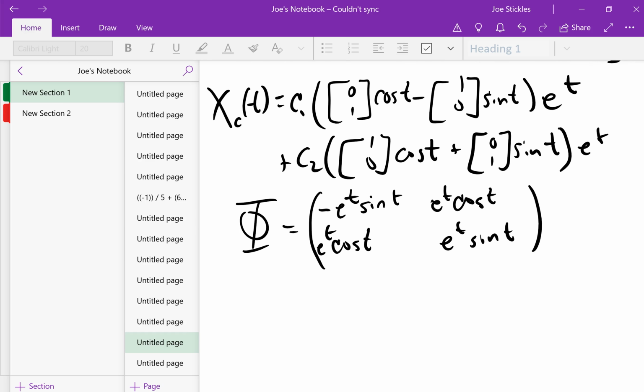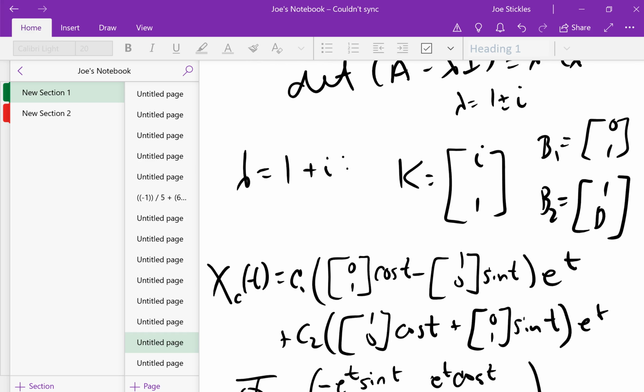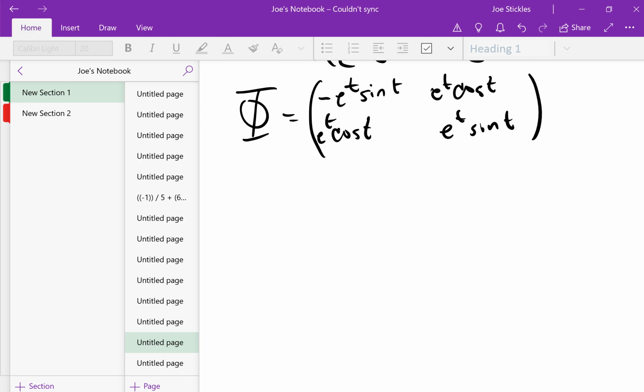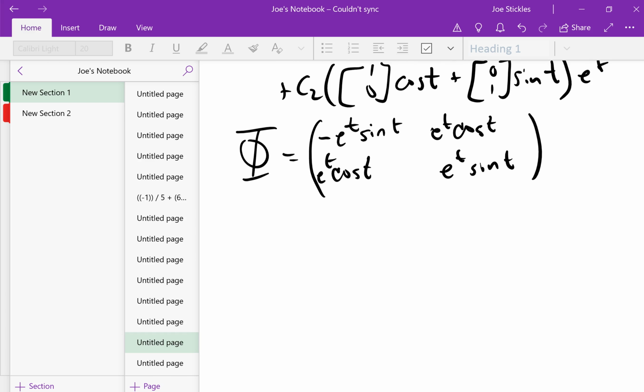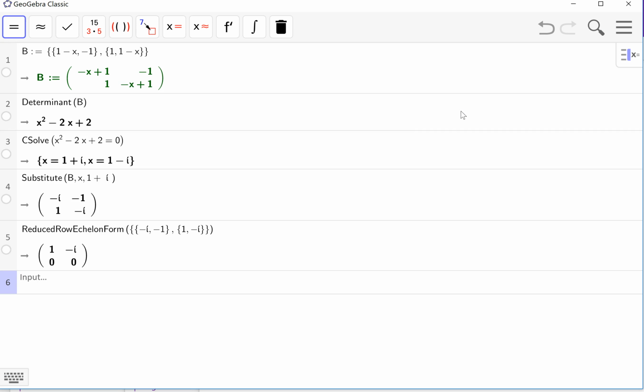All right, so here's our fundamental matrix. We want to invert it, multiply it by the forcing function vector, which remember in this case was the 3, 3 times e to the t, integrate, and multiply by phi. We're going to do all of that over in GeoGebra. So let me flip back over to GeoGebra.